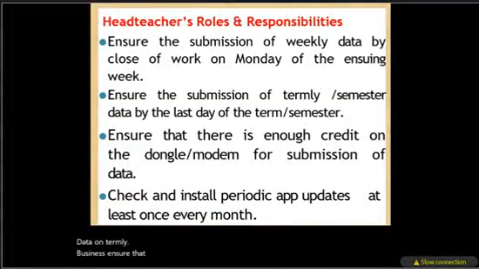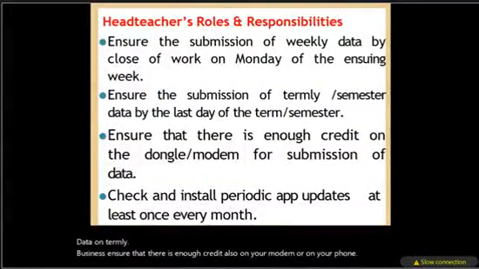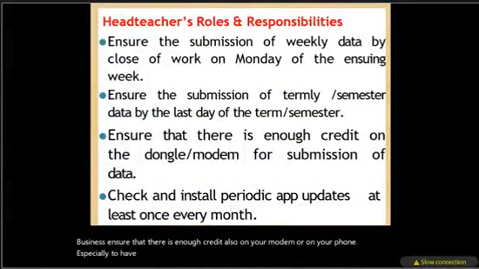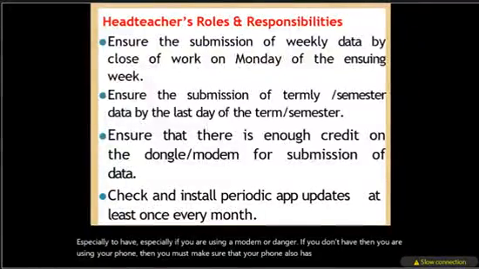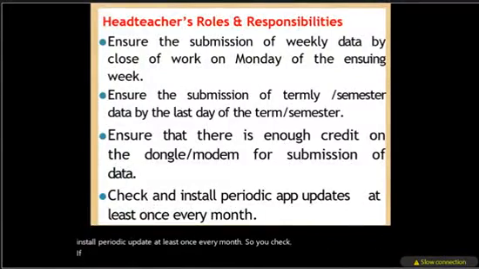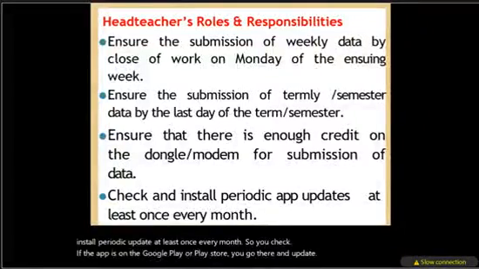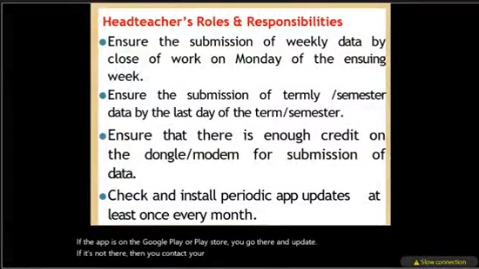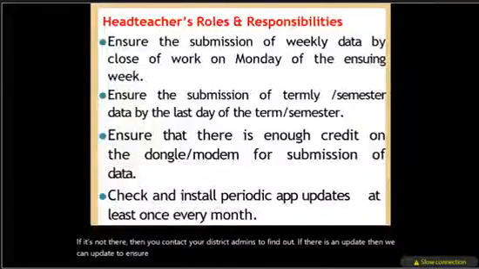Ensure that there is enough credit also on your modem or on your phone, especially if you are using a modem or a dongle. If you don't have one and you are using your phone, then you must make sure that your phone also has data. You must check and install periodic updates at least once every month. So you check if the app is on the Google Play or Play Store, you go there and update. If it's not there, then you contact your district admins to find out if there is an update. Then you can update to ensure that your application is up to date to avoid any future challenges or inconveniences.